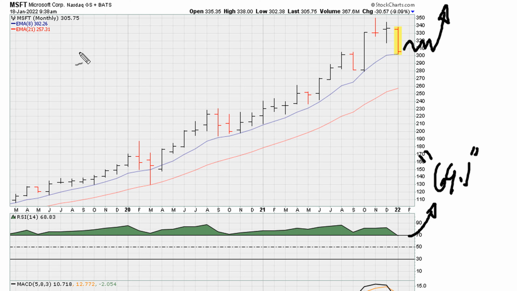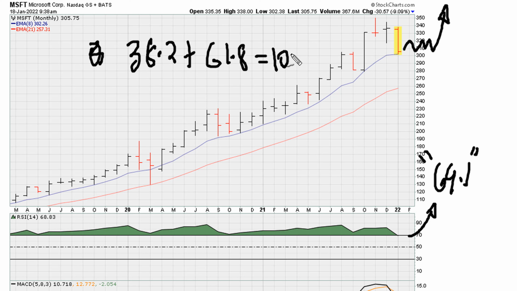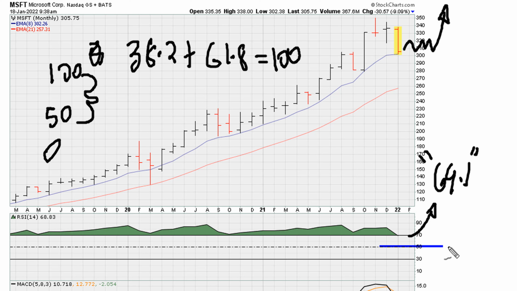Now, since I'm talking about levels here, 69.1, where does that come from? Well, let's do this: 38.2% plus 61.8 gives us 100. So that's our relationship right there. Now, between 0 and 50, and then 50 and 100, essentially the bullish side of a chart, above 50. So above 50.